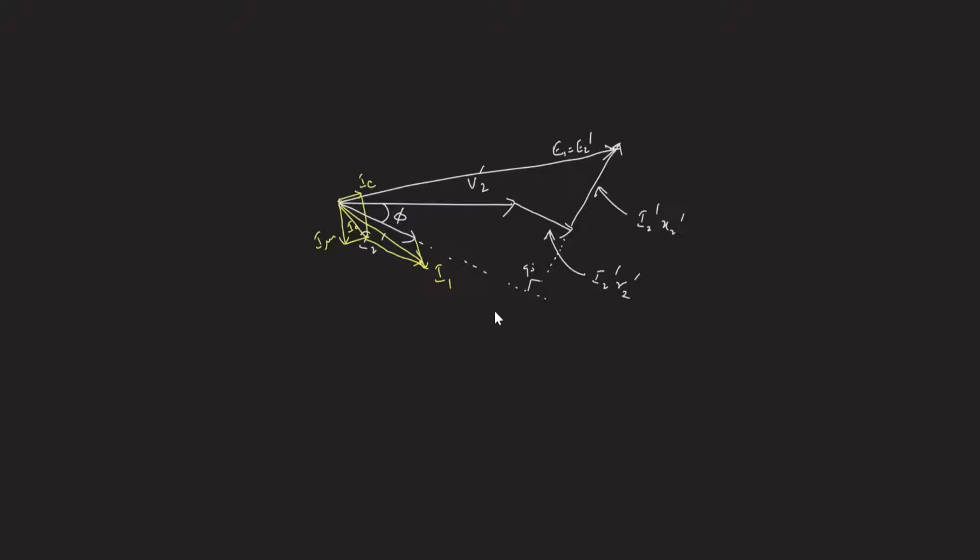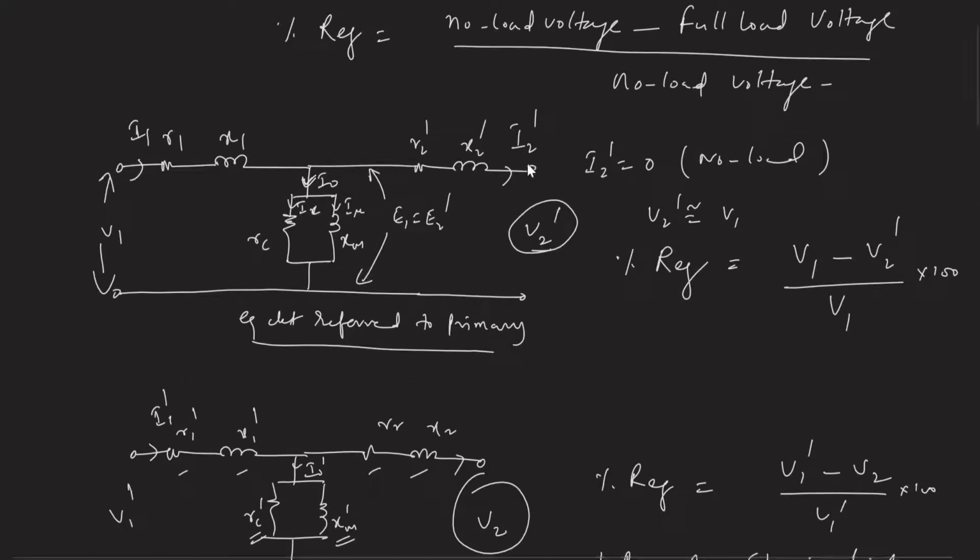Now to this line, if I add, this is parallel to this line, so this is I1 R1, and perpendicular to this line, if I add this, this is I1 X1, and add these two points like this, so I will get V1. This is V1.